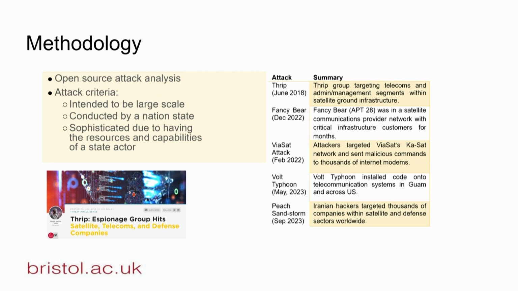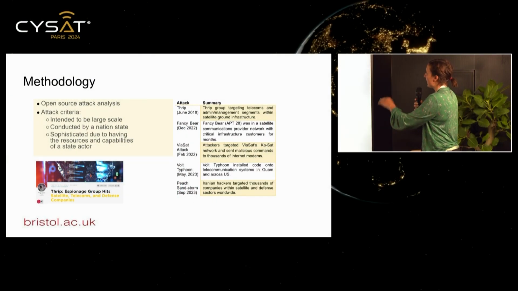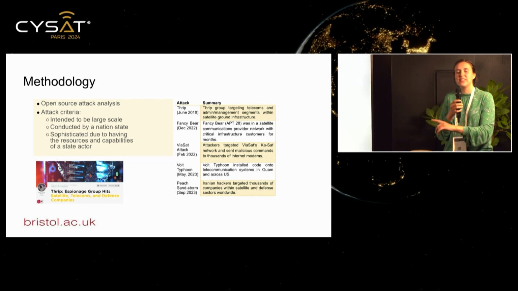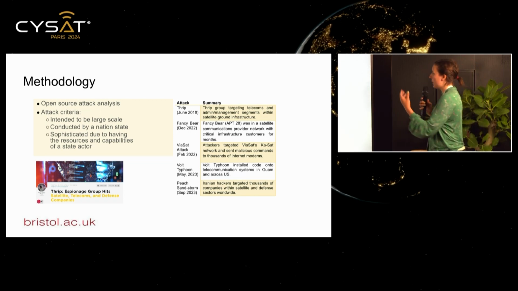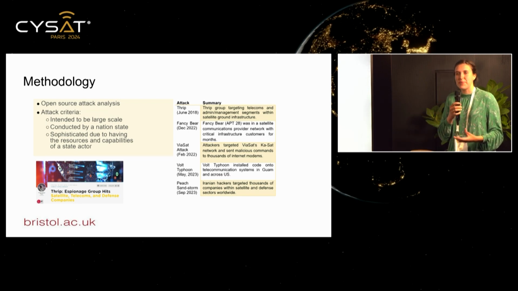The reason I picked this one was because satellite infrastructure does share a lot of similarities with other types of industrial control systems. They also have their own unique vulnerabilities and features, but in particular, there's some software and hardware that's shared with other types of industrial control systems, which made this analysis appropriate. And the criteria I had for choosing these attacks, which were chosen out of a longer list, were that they were intended to be large scale, which of course is open to interpretation, but large scale meaning impacting quite a lot of people.